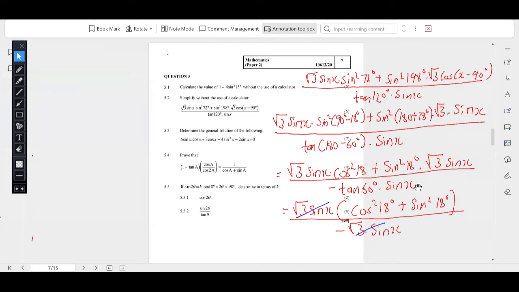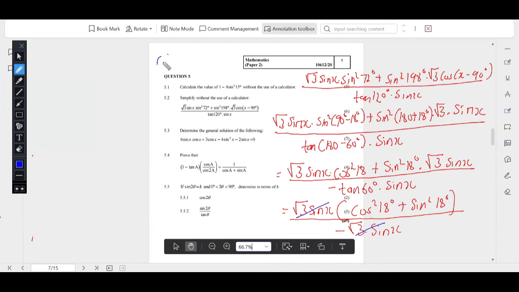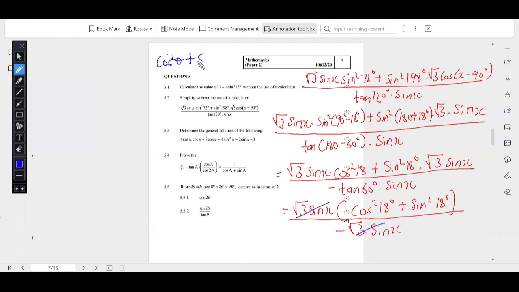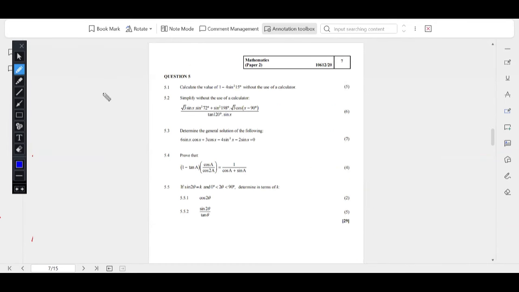But then here from the numerator, we are seeing something. If you can still remember, cos squared theta plus sine squared theta is equals to 1, right? This is exactly what we are seeing here. So this is equals to 1. So this is negative 1.